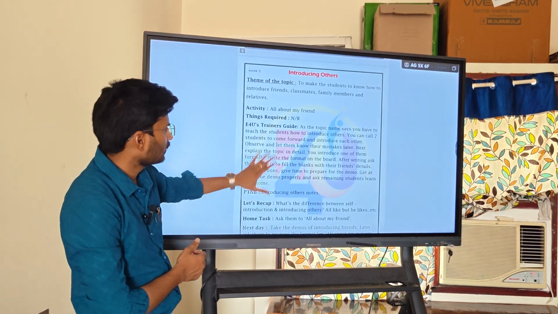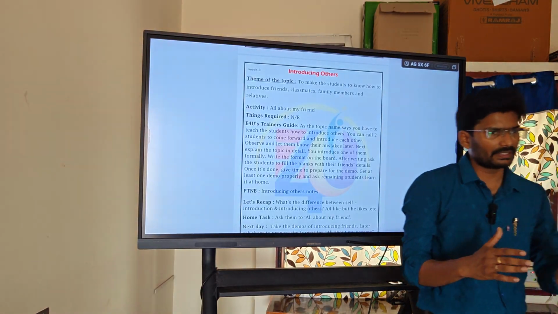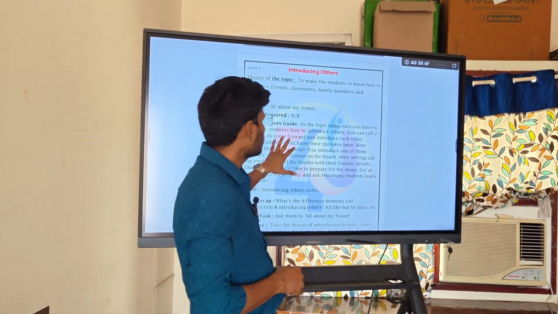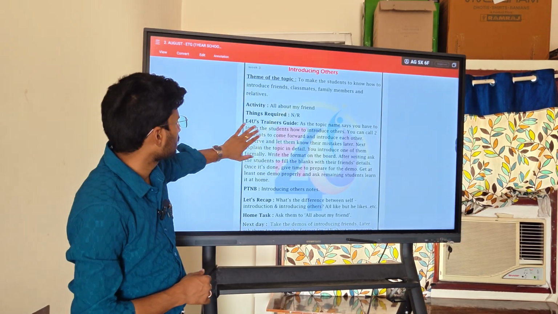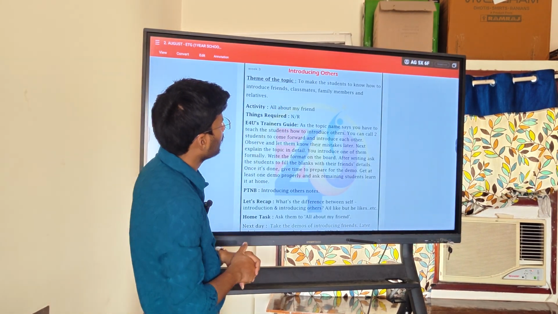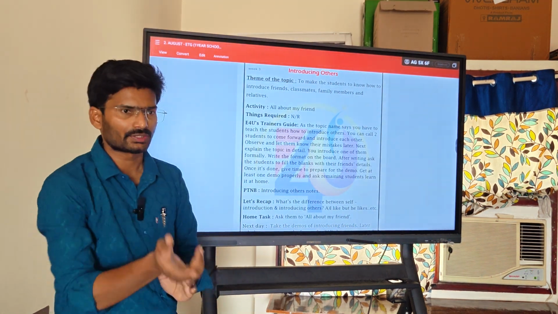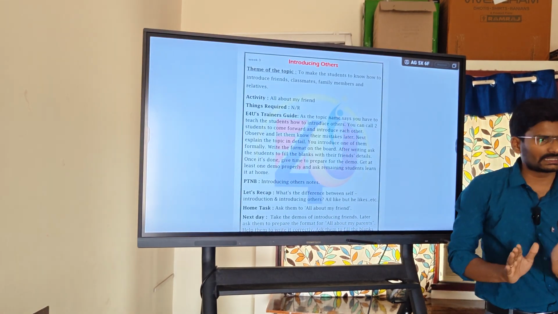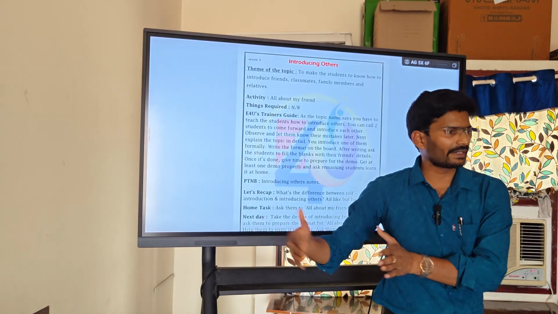So here, as I told you, two formats. First, if you're not allowed to make them pairs or take them out, you can do it in the classroom also. The activity is completely in the classroom. Let us see how. To make the student know how to introduce friends, classmates, family members and relatives. I already gave an intro about this, right? So later, all about my friend, that is the topic. Ultimately, after this class, they are going to tell about their friends.